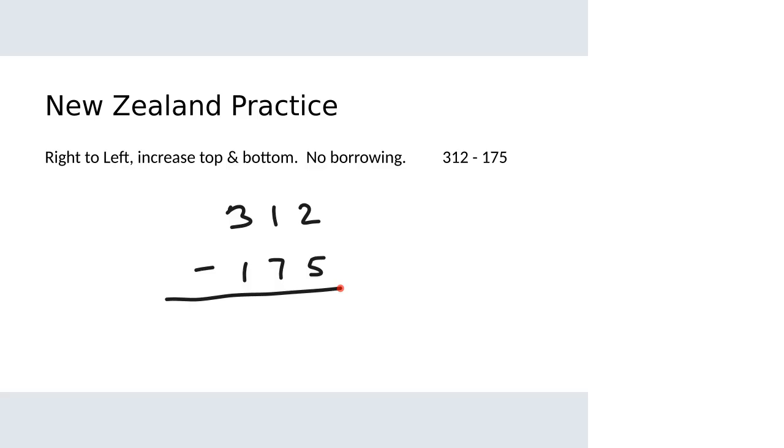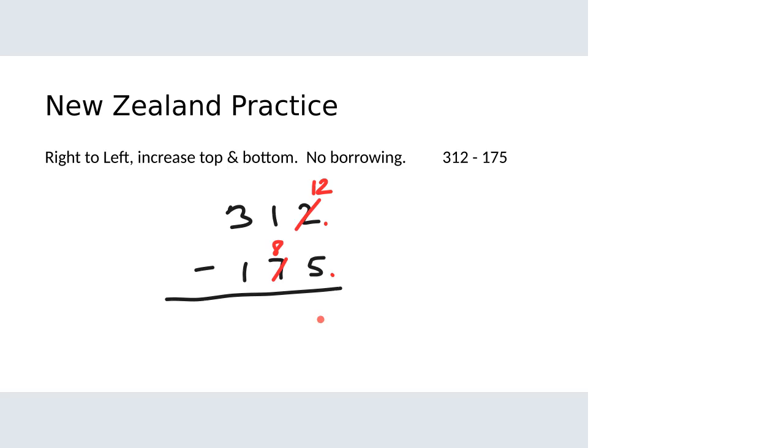All right, let's take a look at this one. We're going to go right to left. We're going to increase both the top and bottom numbers. We're not going to borrow anything. So I'd like to do 2 minus 5, but I can't. So I need to make this bigger by 10. And to go along with that, I need to make the bottom number bigger by 10. So I'm going to bump this up from 7 to 8.